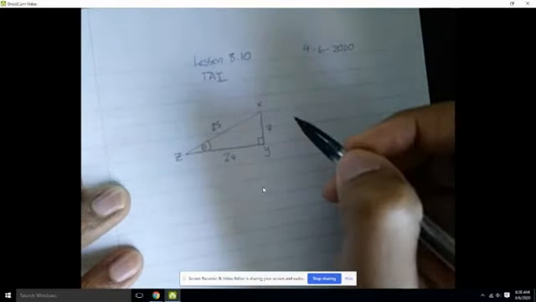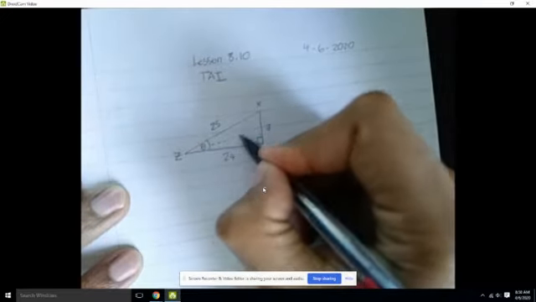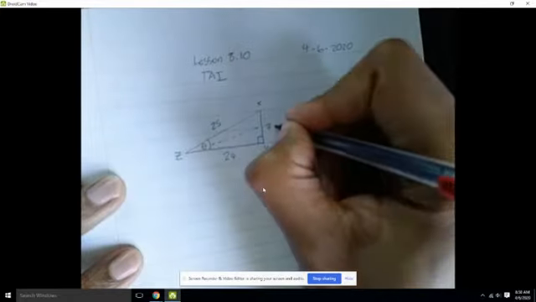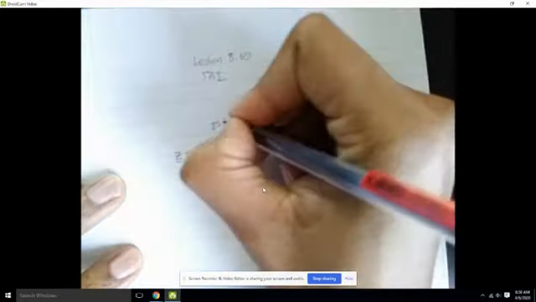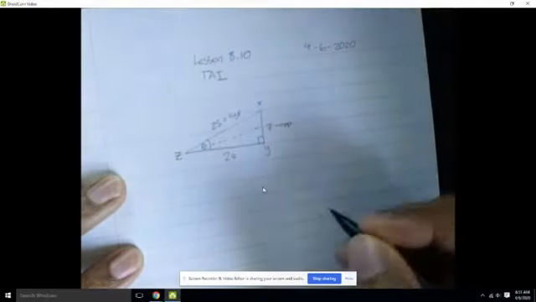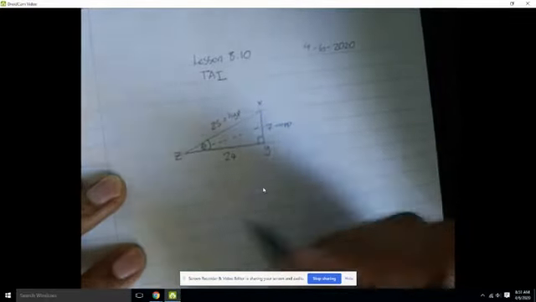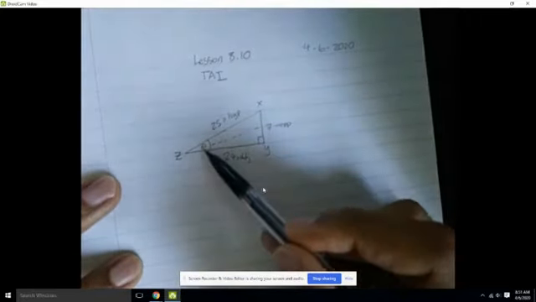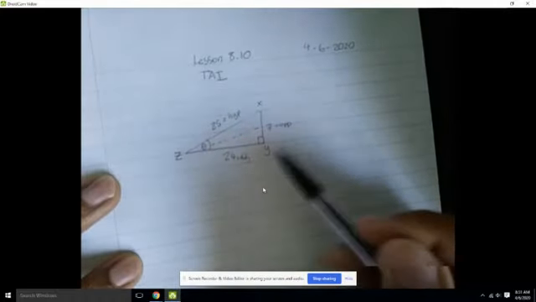Now, opposite to our angle is this 7. So this side would be the opposite. And we know that this is the hypotenuse. If that is the hypotenuse, then this must be adjacent. Okay. Now that we know this information, how can we solve to find this angle? There's a whole bunch of different ways.